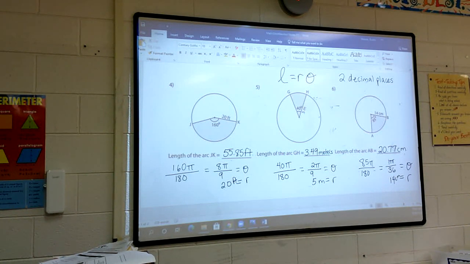So again, the goal today is basically if you have a radius and an angle, we're changing that angle to radians, which just means putting pi on top, dividing by 180, and reducing the fraction as much as you can. And then you would multiply the radius times the angle to get the arc length. And that's really the whole key for the arc length today.